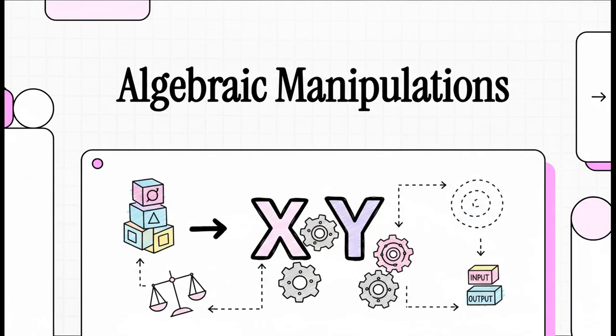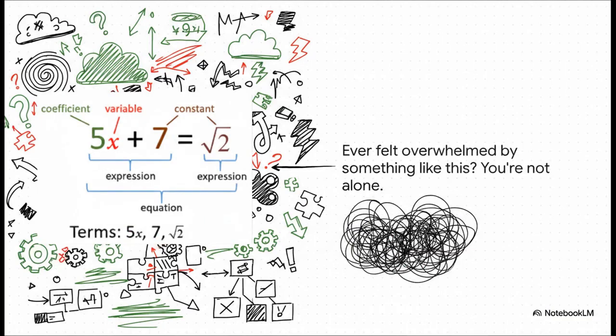Okay, let's be real for a second. The word algebra can sound a little scary. But what if I told you to think of it less as math and more like a really smart way to organize information? Seriously, once you see it that way, everything starts to click. So let's dive in. Have you ever looked at something like, well, this on the screen? It just looks like a total mass of letters and numbers, right? You're definitely not alone if you feel that way.